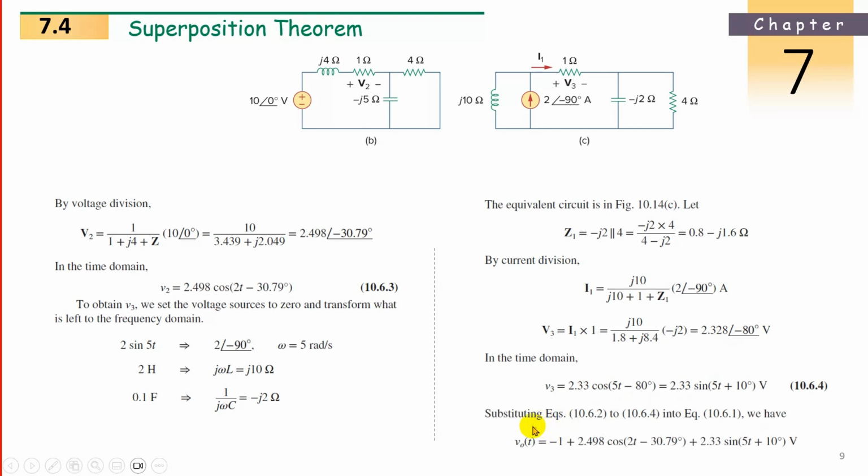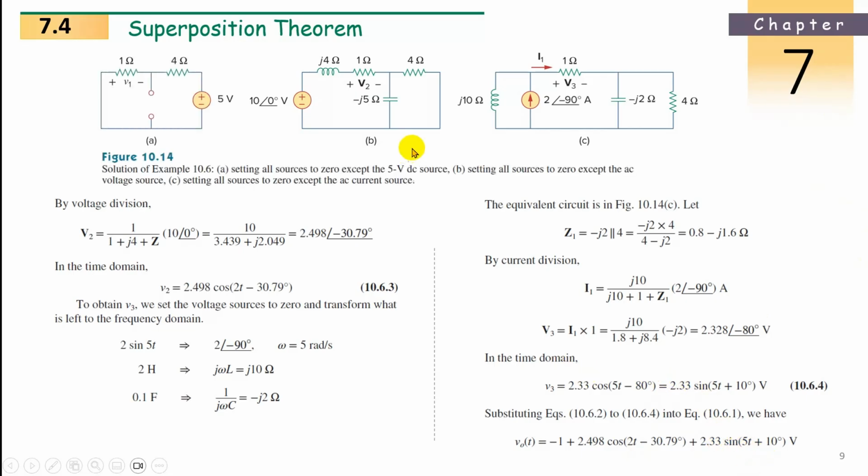Then let's substitute all these equations. It is V1 plus V2 plus V3: minus 1, plus 2.498 cos(2t minus 30.79 degrees), plus 2.33 sin(ωt plus 10 degrees). This is your final answer. In sinusoid form we have to add, not in the frequency domain. You just have to add it, with no need of any simplification here, because one is in 2t and one is in ωt. How can we combine them? We cannot get a single result.